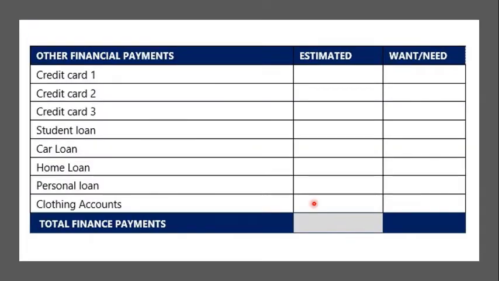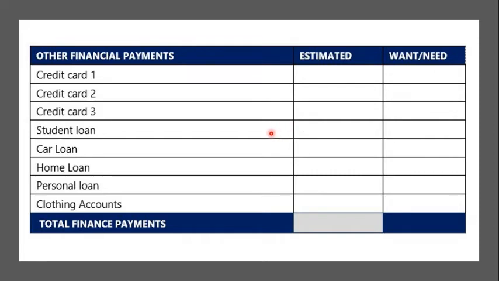Now, if we move ahead to other financial payments. Credit card 1. Maybe you do not have this, but I'm going to discuss number 1. I hope you don't have 3. Right, estimated. How much do you think you pay? And then we're going to ask you, is it a want or a need? Remember, a want is something I desire. A need is something I can't do without.